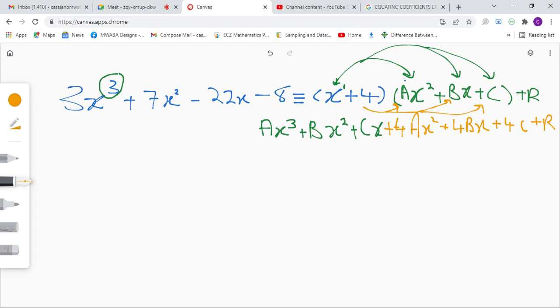All right, so on our left hand side, the coefficient for x cubed is 3, then the coefficient of x cubed on the right hand side is a. I'm going to say a equals 3, right? On our left hand side, the coefficient for x squared is 7. Then on our right hand side, the coefficient for x squared, we have b and 4a. All right, so I'm going to say 4a plus b equals 7.